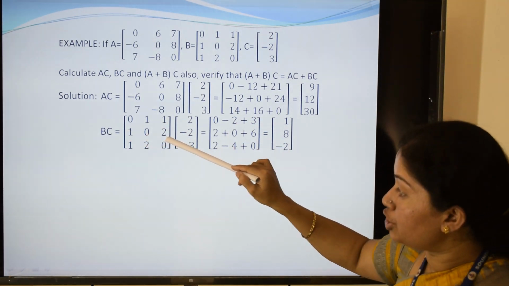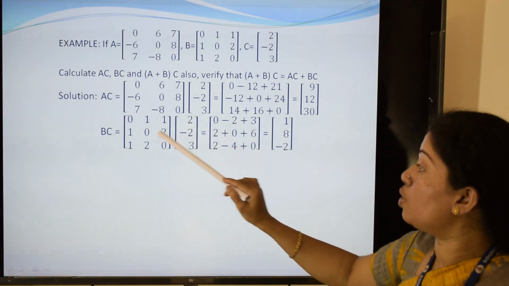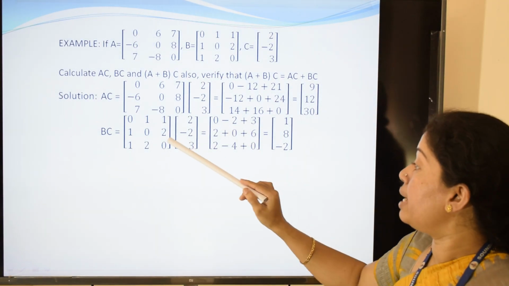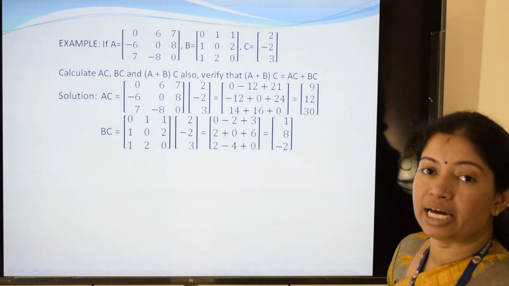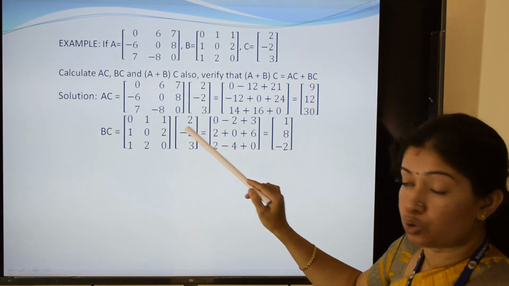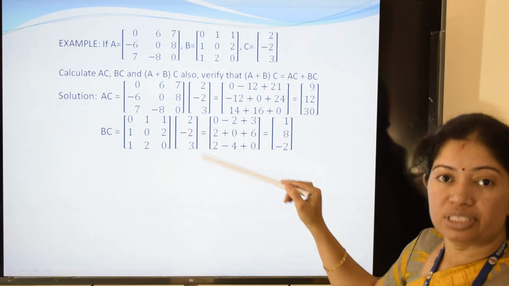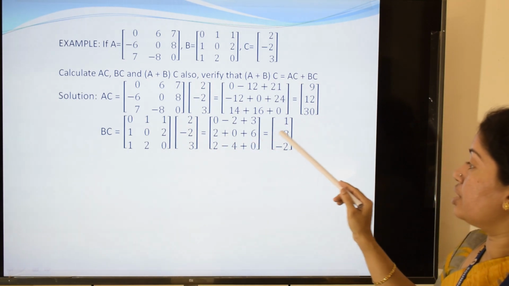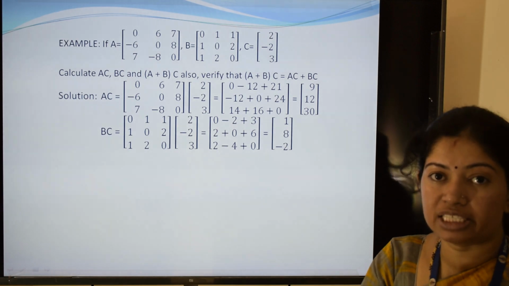Now take the second row, multiply with that column. So 1 into 2, 2 plus 0 into minus 2 is 0. 0 into anything is 0 plus 2 into 3 is 6. Now take the third row, multiply with that column. So 1 into 2, 2 plus 2 into minus 2 is minus 4. Next 0 into 3 is 0. Now simplify them. Minus 2 plus 3 is 1. 2 plus 6 is 8. 2 minus 4 is minus 2. So we got our matrix BC.